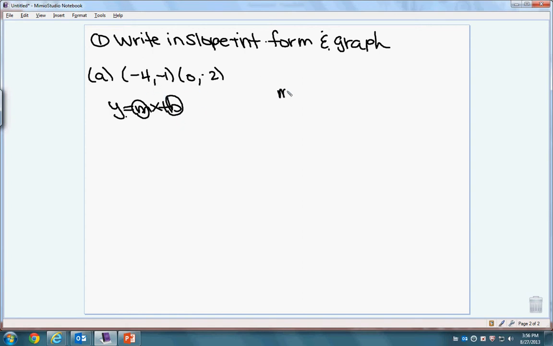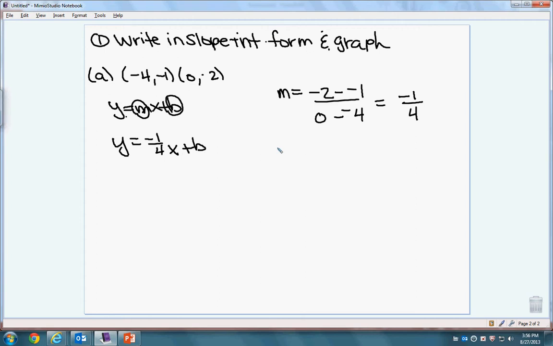So I usually start with m, which is your slope, again, y2 minus y1 over x2 minus x1. So I do -2 minus -1 over 0 minus -4. So do your math, keep it, change it, all that good stuff, and what do you get? You should get -1 over 4. So I'm going to go back in my original problem and say that y equals -1 over 4x plus b. So now all we're missing is b.